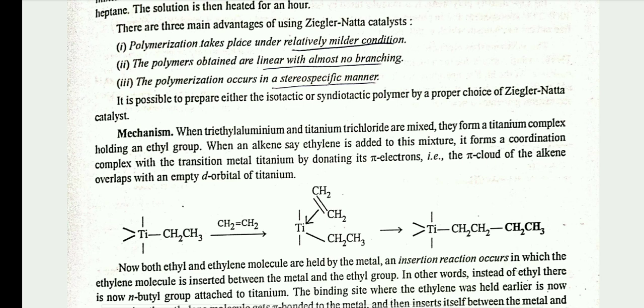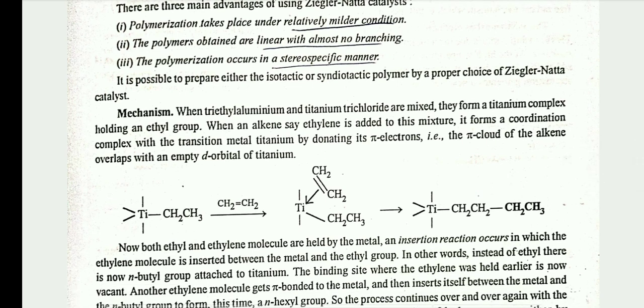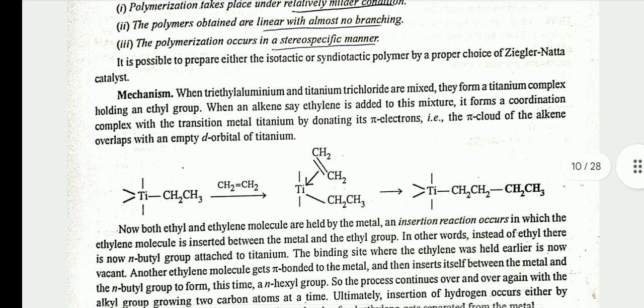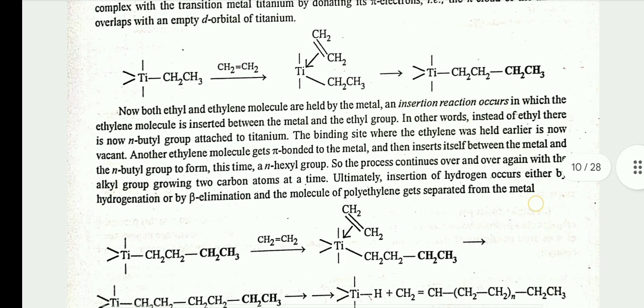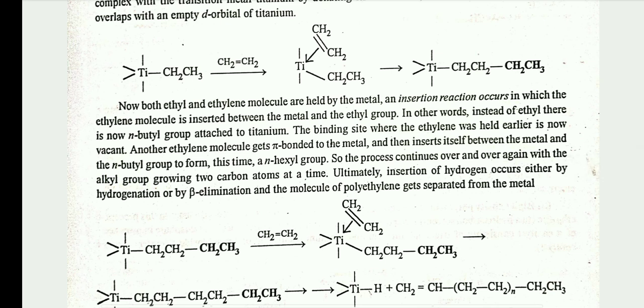Mechanism: when triethyl aluminum and titanium chloride are mixed, they form a titanium complex holding an ethyl group. When an alkene, say ethylene, is added to this mixture, it forms a coordination complex with the transition metal titanium, by donating its pi electrons, that is, the pi cloud of the alkene overlaps with an empty d orbital of titanium. Now both ethyl and ethylene molecule are held by the metal. An insertion reaction occurs in which the ethylene molecule is inserted between the metal and ethyl group. In other words, instead of ethyl, there is now a butyl group attached to titanium. The binding site where the ethylene was held earlier is now vacant.